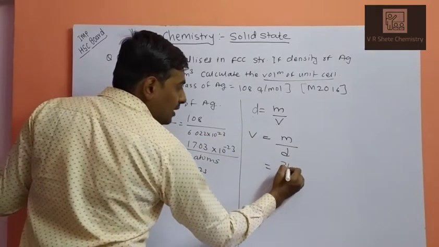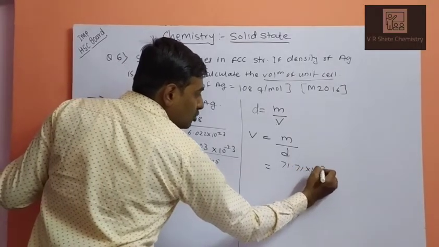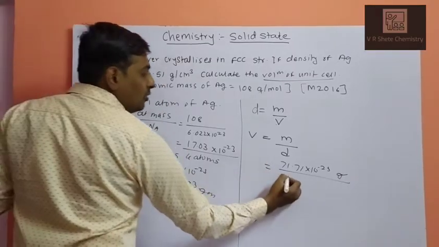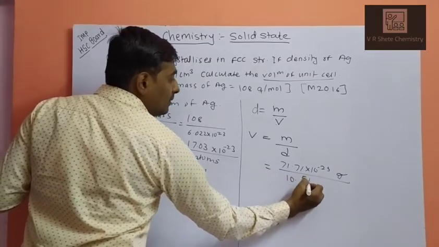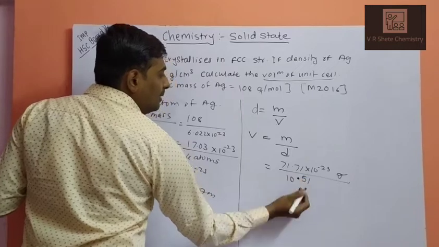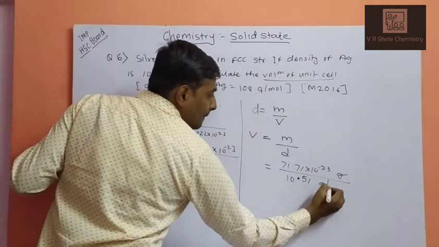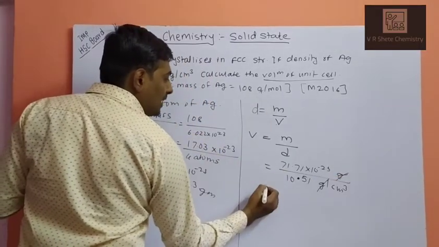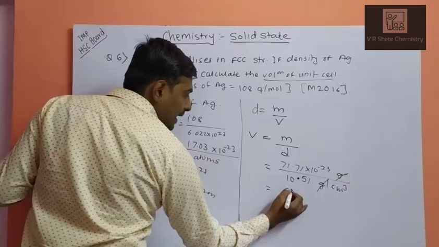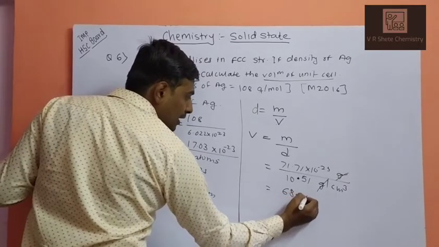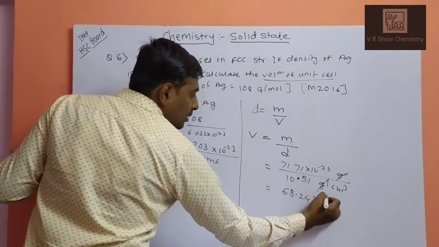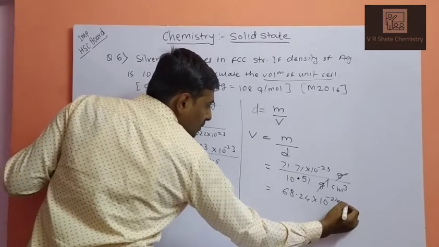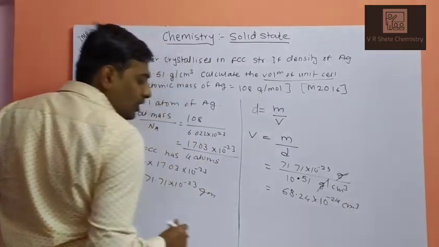Volume is equal to 71.71 into 10 raised to minus 23 gram divided by density, substitute 10.51 gram per centimeter cube. Gram gets cancelled, centimeter cube shifts to the upper side, and you will get the answer 68.24 into 10 raised to minus 24 centimeter cube. This will be your volume.